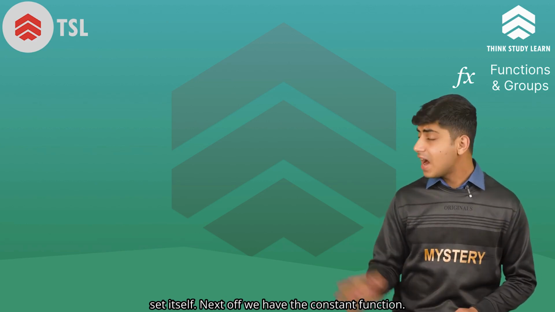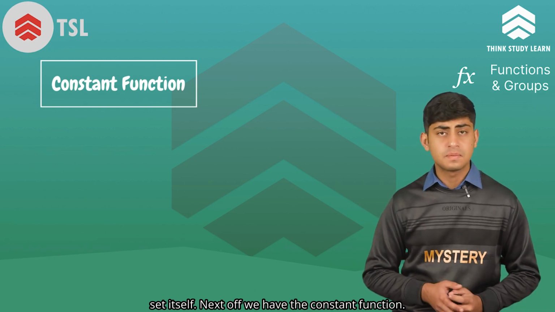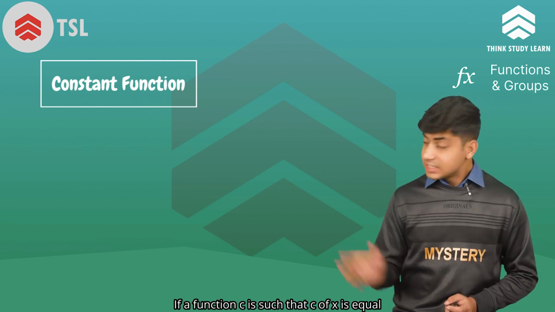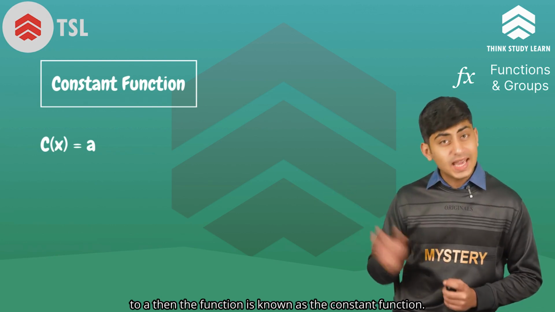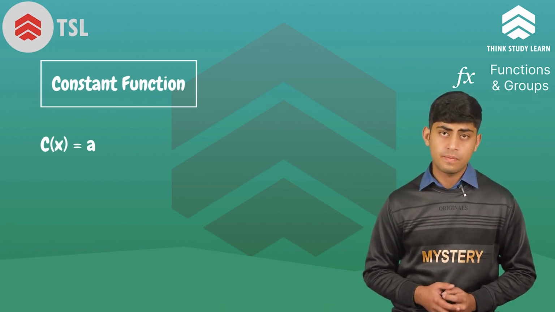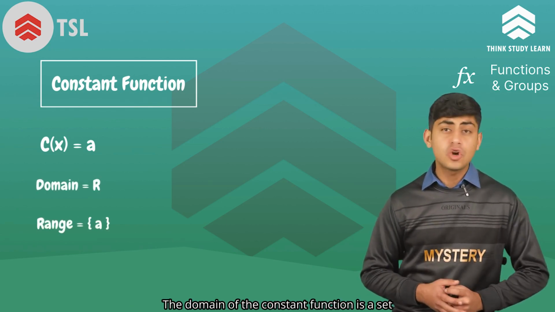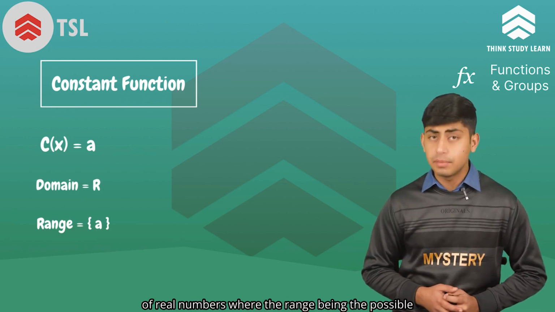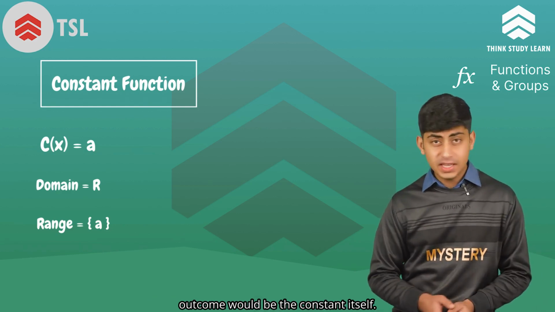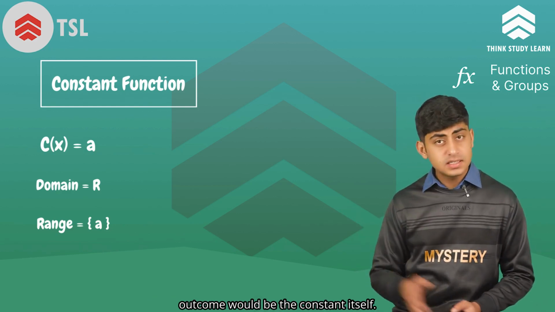Next off, we have the constant function. If a function c is such that c(x) = a, then the function is known as the constant function. The domain of the constant function is the set of real numbers, while the range, being the possible outcome, would be the constant itself.